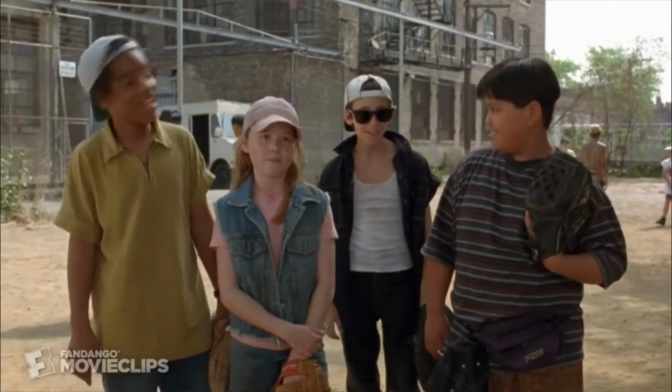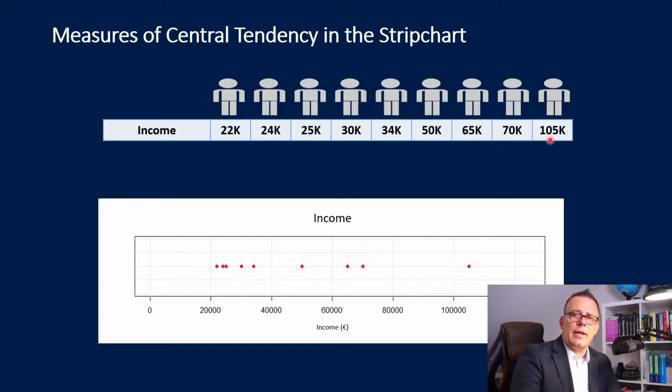What, no chopper? We can display this in a so-called strip chart. The strip chart has only one axis, the x-axis, here the income axis. And here we see dots for each person: 22, 24, 25, 30, 34, 50, 65, 70, and 105,000 euro income. We see that the distribution is not really equally distributed. We see a dense part here and a quite stretched part of points here.